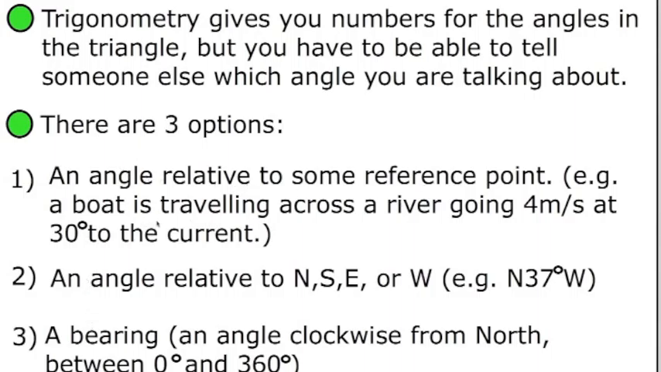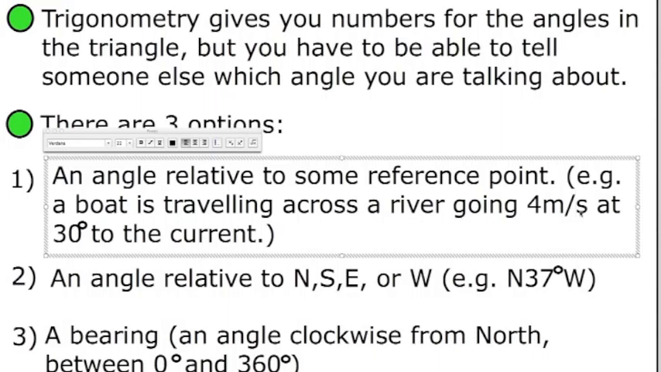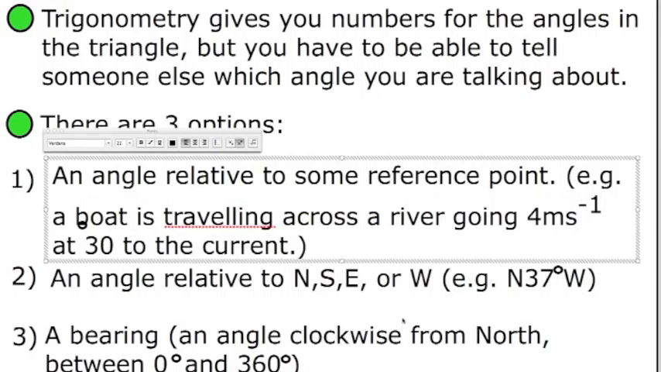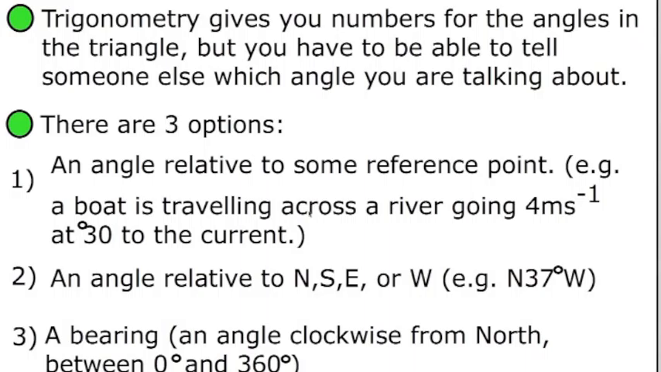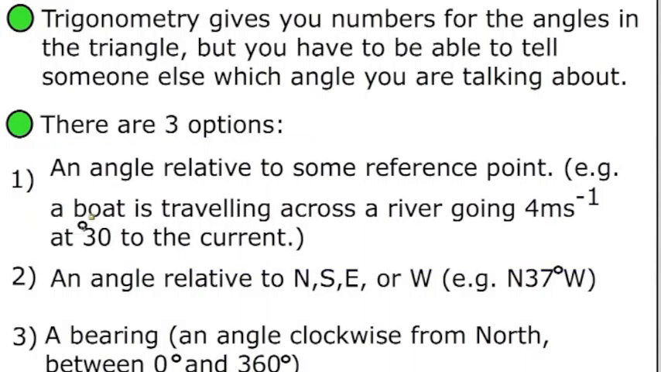For example, you could say a boat traveling across a river is going at 4 meters per second at 30 degrees to the current. I've put the per second in this case in the way that I personally prefer, but the IB likes it this way. Now my degree symbol is out of place, so I'll just put that back. There we go.